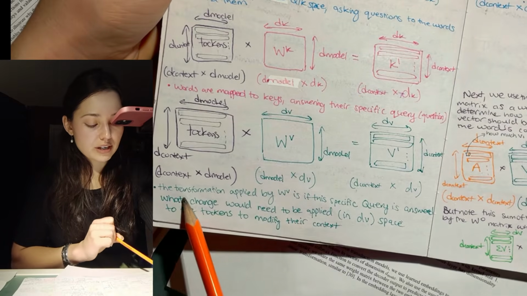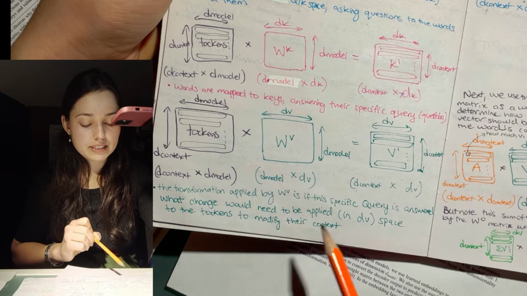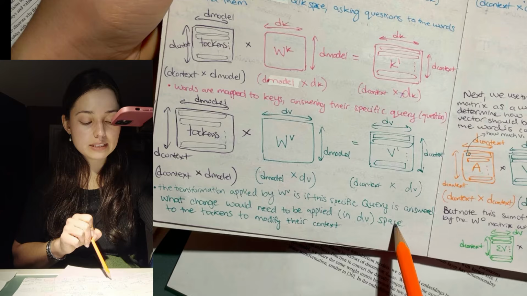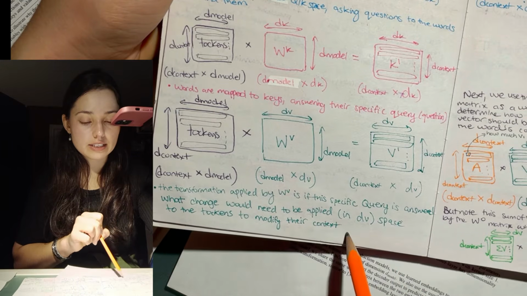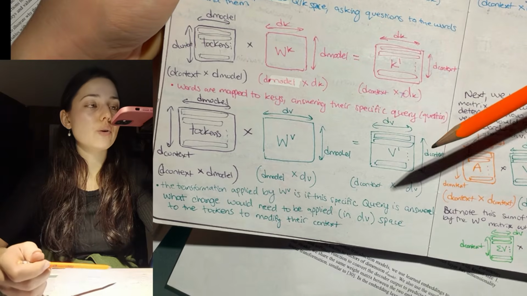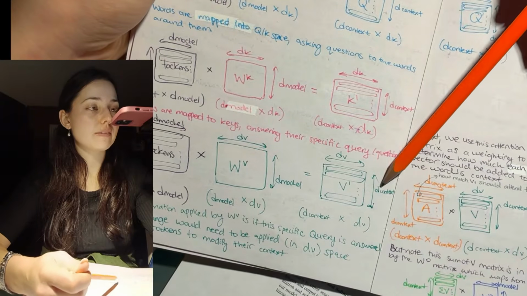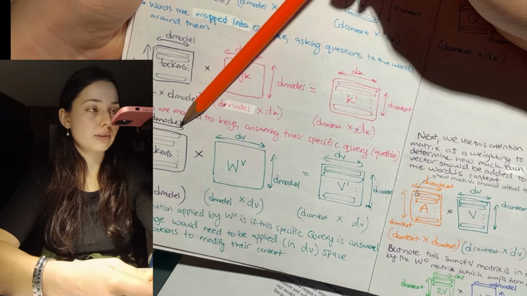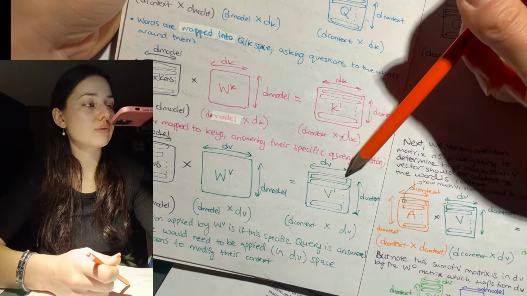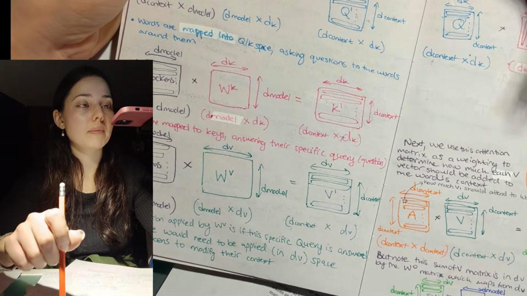Okay, so the transformation applied by WV is: if this specific query is answered, what change would need to be applied in DV space to the tokens to modify their context. This change is only in DV space. In order to be applied to the original word embeddings, we also have to transform this into the model space. But I think this was made smaller specifically for computational reasons so that it would run faster. And I think they'll say it eventually in the paper at some point.